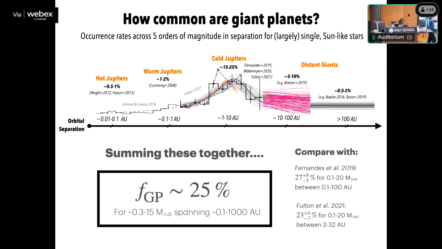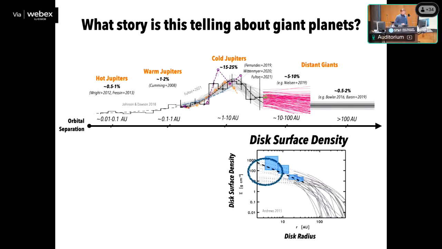Okay, but if you want one take-home number, you can add all these together, and you get something like 25%. So roughly 25% of sun-like stars harbor a giant planet from Saturn mass to about 15 Jupiter masses, from 0.1 to 1,000 AU. And more rigorous summations get basically the same result, something like 20 to 30%.